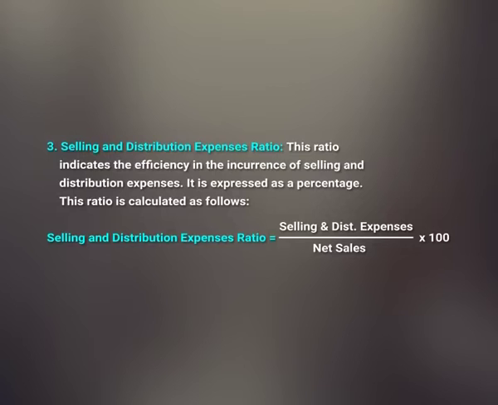This ratio indicates the efficiency in the incurrence of selling and distribution expenses. It is expressed as a percentage. This ratio is calculated as follows. Selling and distribution expenses ratio is equal to selling and distribution expenses divided by net sales multiplied by 100. We will see one question on this.